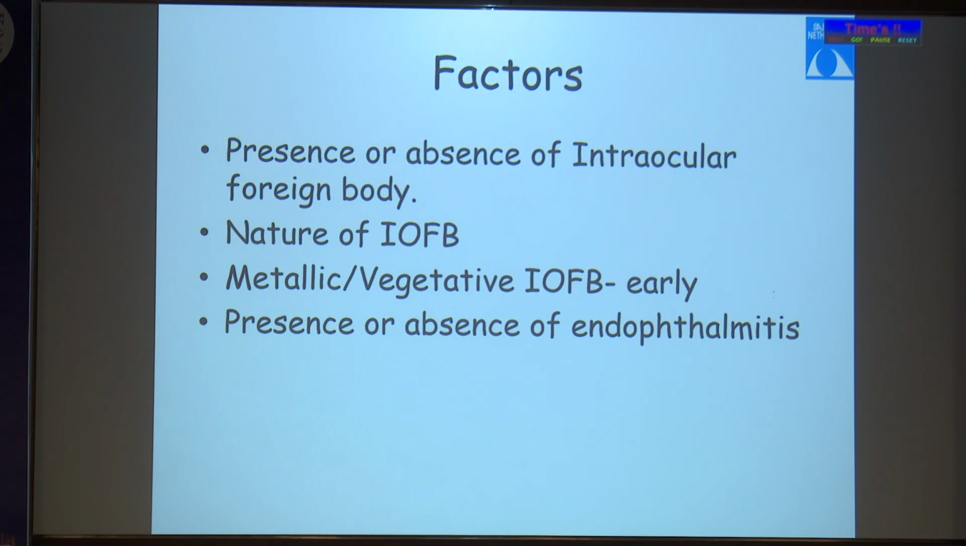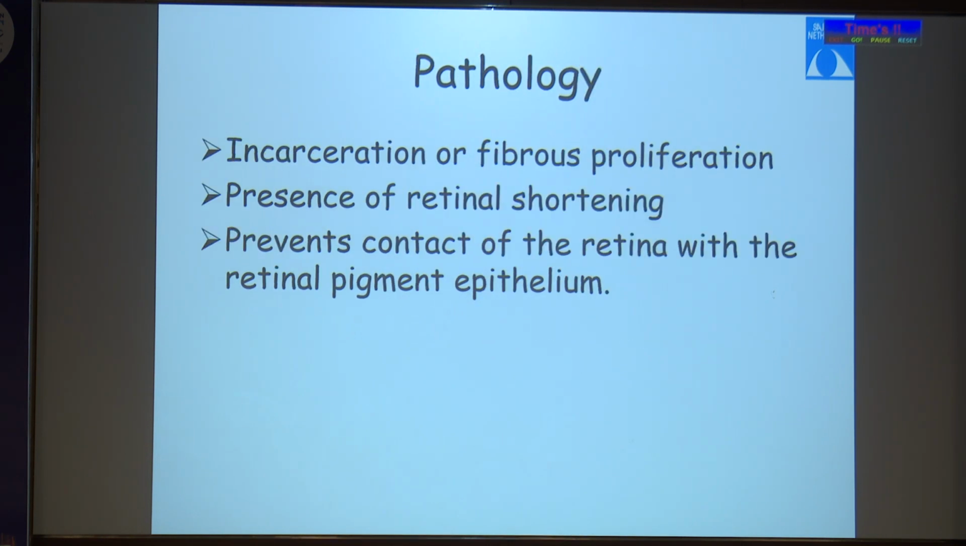And the factors which help you in making a decision are whether or not you have an IOFB, what is the nature of the foreign body, metallic or vegetative, then in that case your vitrectomy has to be very early, or presence or absence of endophthalmitis. So these dictate when you will time your surgery.